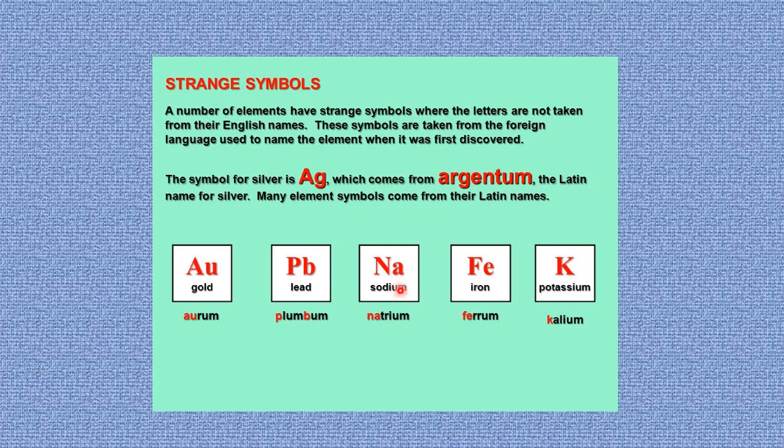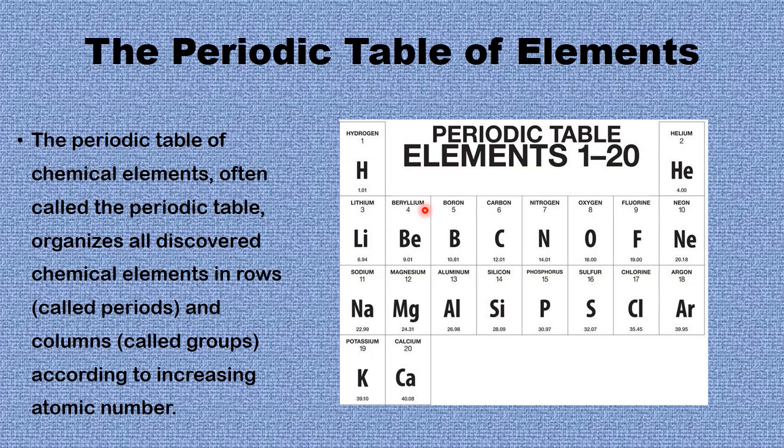In the case of sodium, the Latin name is natrium, and the symbol is derived from the Latin name of sodium. In the case of iron, the Latin name is ferrum, and the symbol is Fe. Potassium, the Latin name is kalium, and the symbol is K.